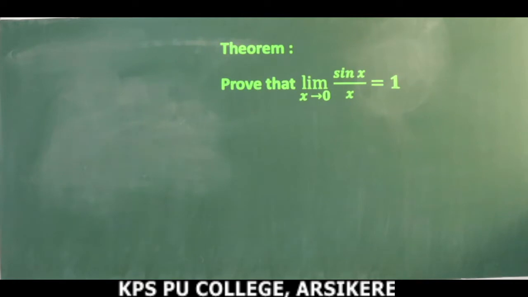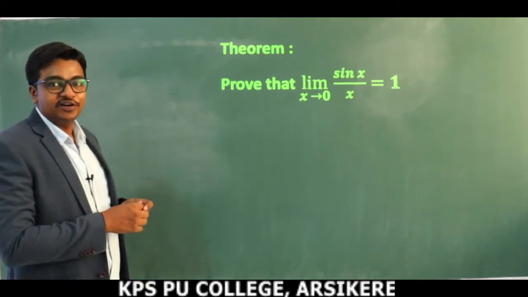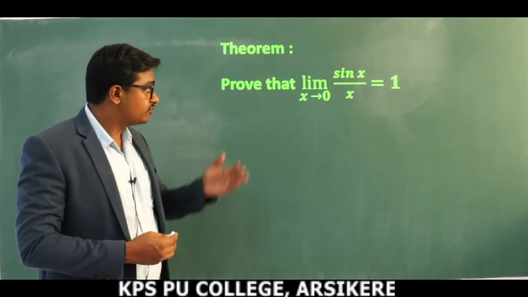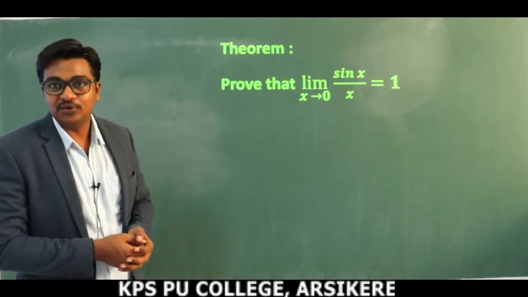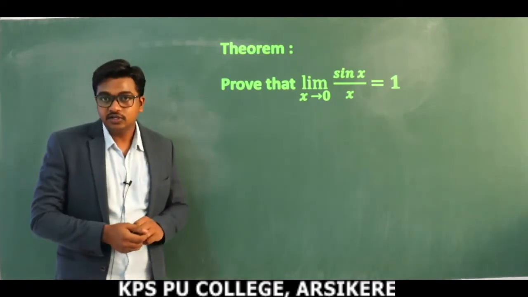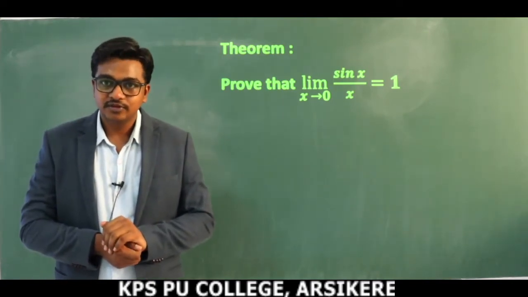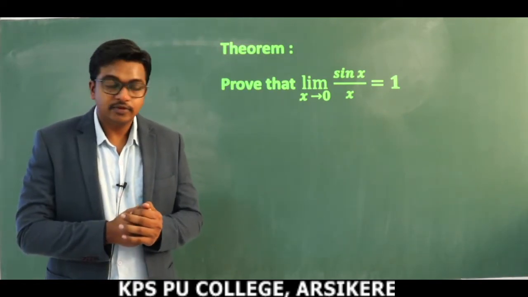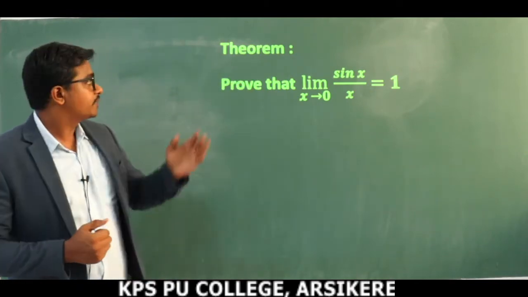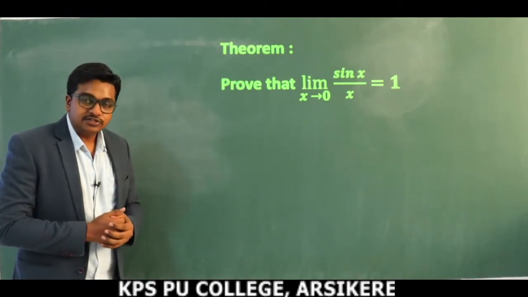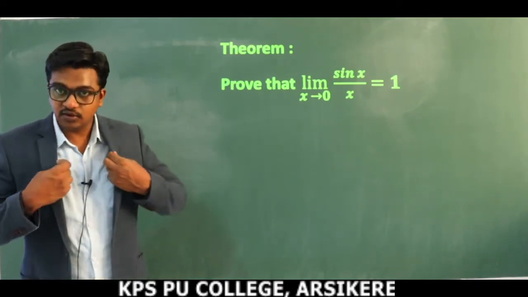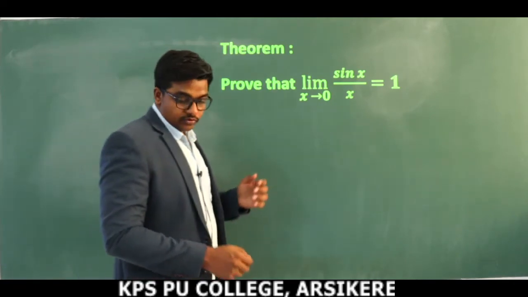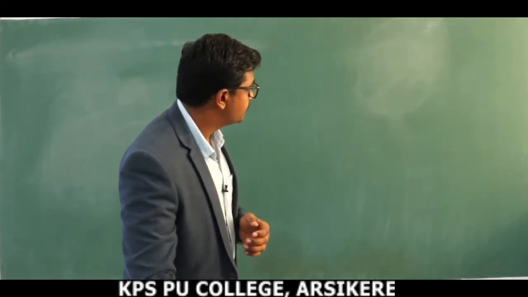Now dear students, we are moving to a very important theorem. Prove that the limit as x tends to 0 of sin x divided by x is equal to 1. We will prove this result using the sandwich theorem. So go through the sandwich theorem and its statement, then come to this topic. Write the statement. Now we will discuss the proof of this theorem.